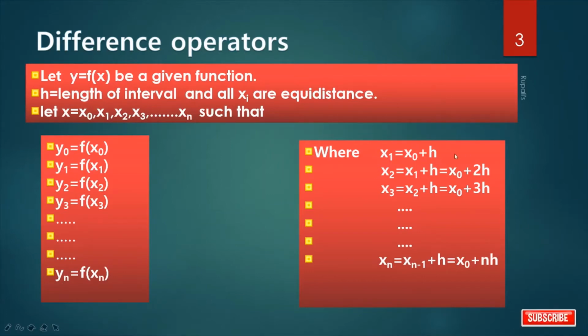x1 is x0 plus h, because they are equidistant, that is from x0 to x1, x1 to x2 distances are h. So, x1 equals x0 plus h. What is x2? x2 equals x1 plus h, and x1 is x0 plus h, so we can write x0 plus 2h. What is x3? It is x2 plus h, that is x0 plus 3h. In this way, what is xn? It is x(n-1) plus h, that is x0 plus nh.